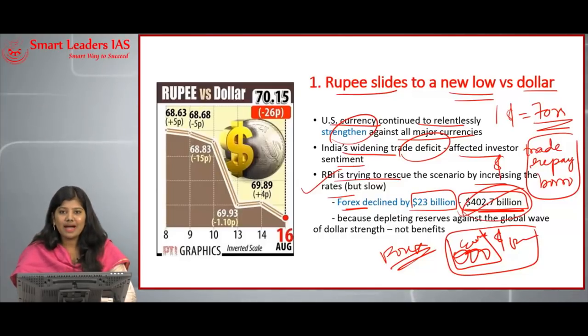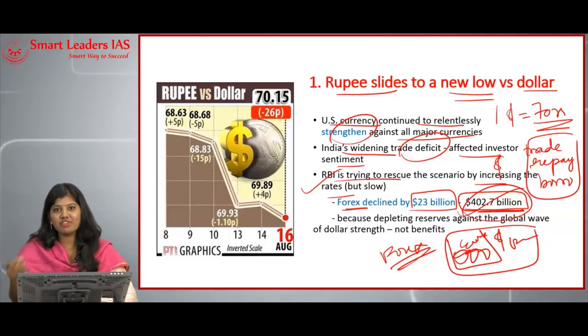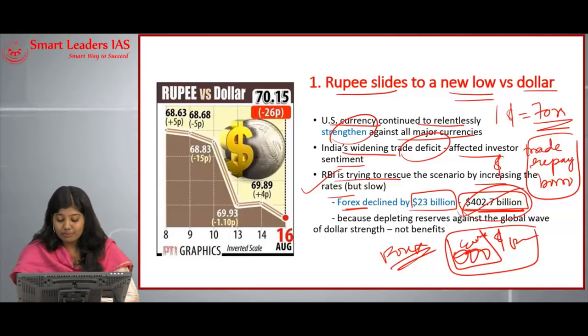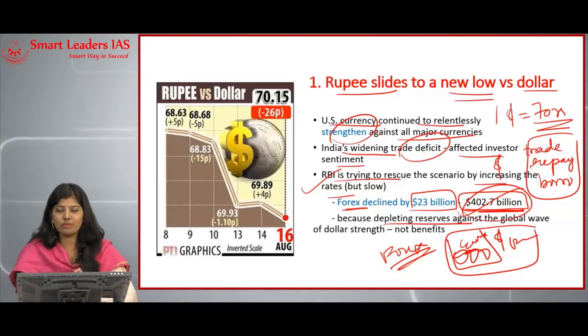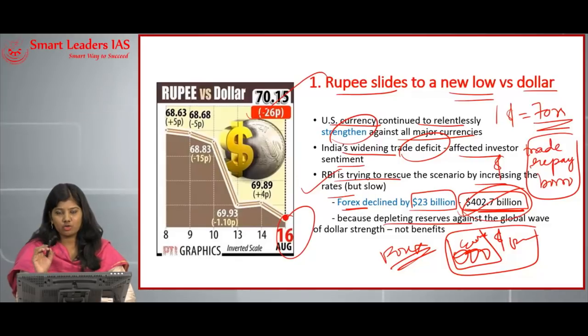But as of now, what they are stating is that releasing this forex to the market, to the people, by taking normal currency from the people, is going to deplete the reserves. It is not only in our country that depreciation is happening, it is happening in all the emerging market economies. All the currencies are getting depreciated. So this depletion of our reserves is not going to help. That is what the RBI says. So you see here, right? On 16th August, it is nearly 70.15 rupees per dollar.